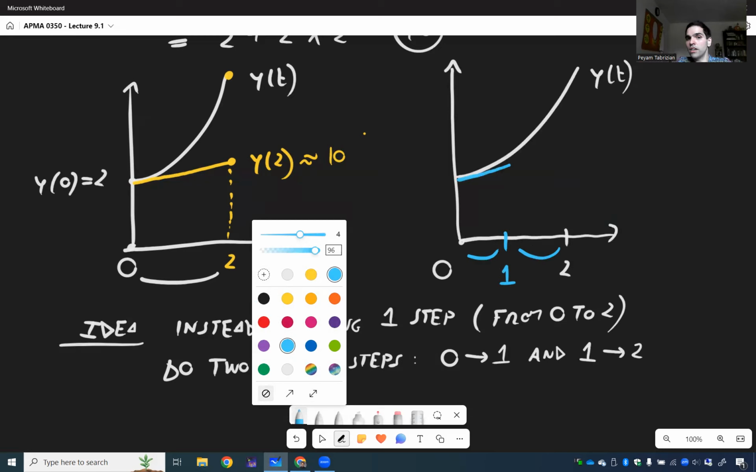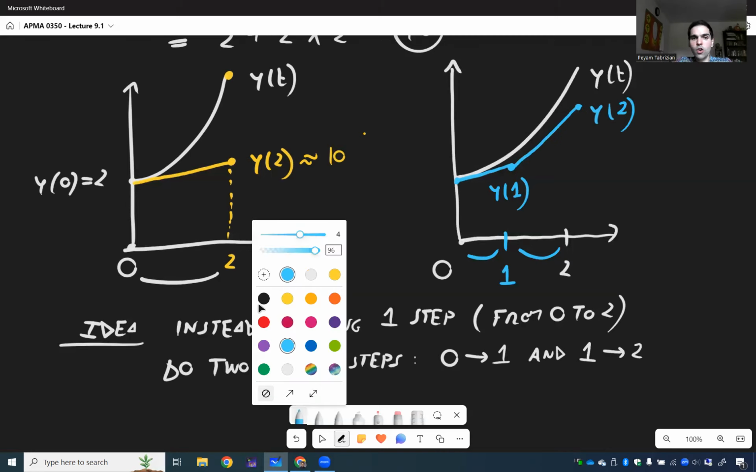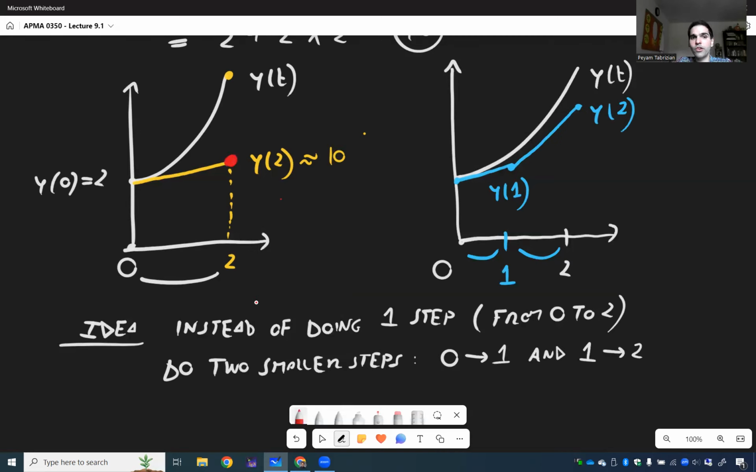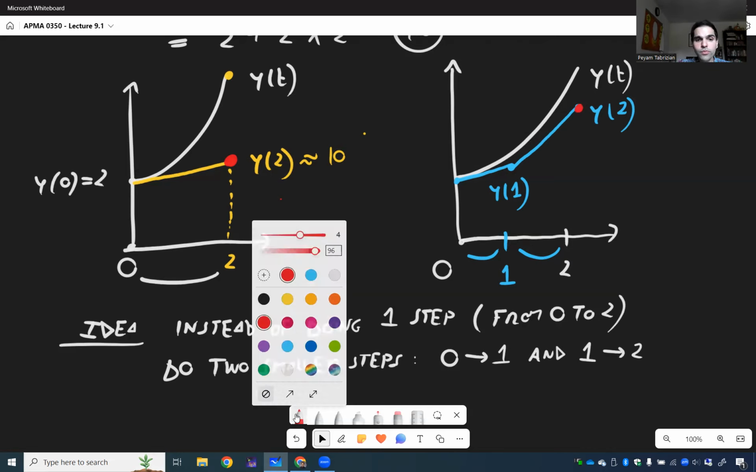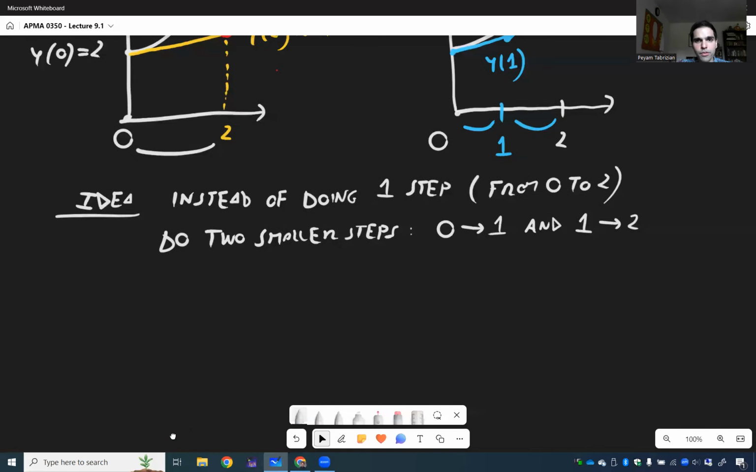From 0 to 1, we use, again, the tangent line to get y of 1. And from 1 to 2, we use the other tangent line to get a better approximation, y of 2. And really compare how much better we get. Here, y of 2 was far apart, but now y of 2 will be closer. So in fact, let's do this, and then we can just generalize. So next example.